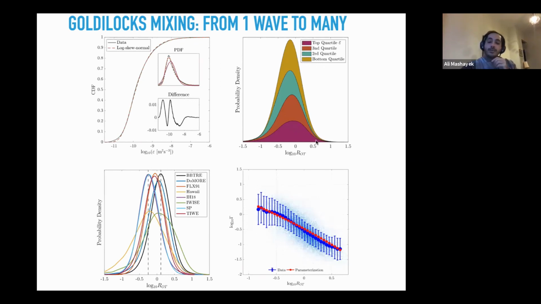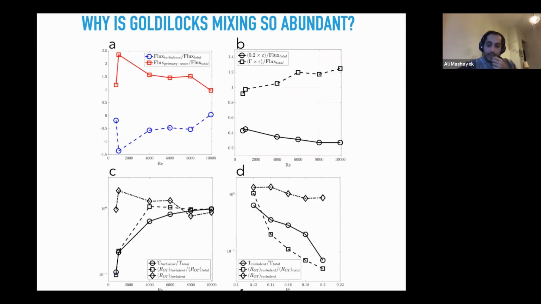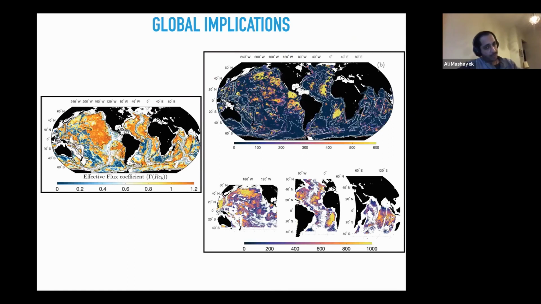So now the question is, why is it that most of the patches we observe are in this efficiently mixing Goldilocks phase? And that's something that we are now trying to understand from a statistical perspective. And in the interest of time, I'm not going to get into that, but if somebody asks a question, I'm going to come back to it.